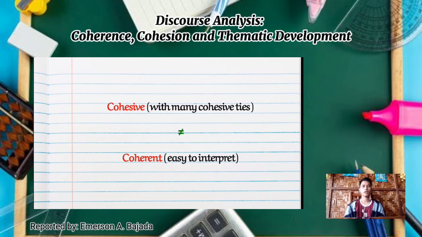Now, it is very important to take note that cohesive is not equal to coherent. Many cohesive ties or cohesive devices is not equal to coherent or easy to interpret. Just because there are a lot of cohesive devices used within a text, for example a written output, doesn't mean it can easily be interpreted or understood.